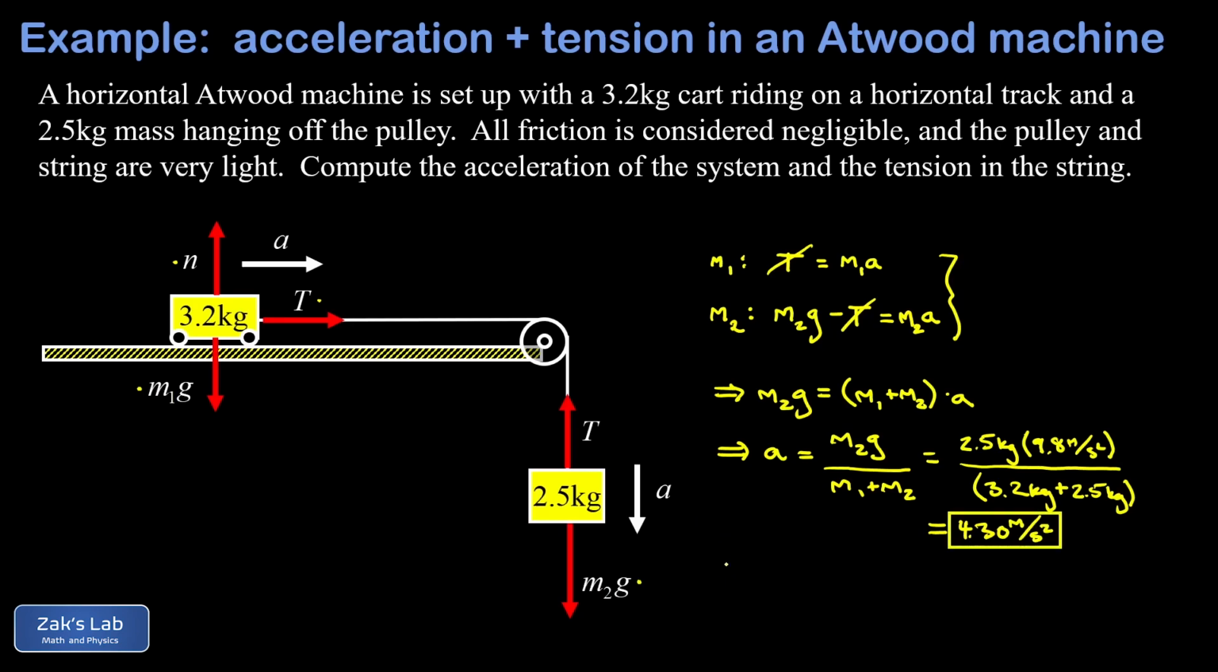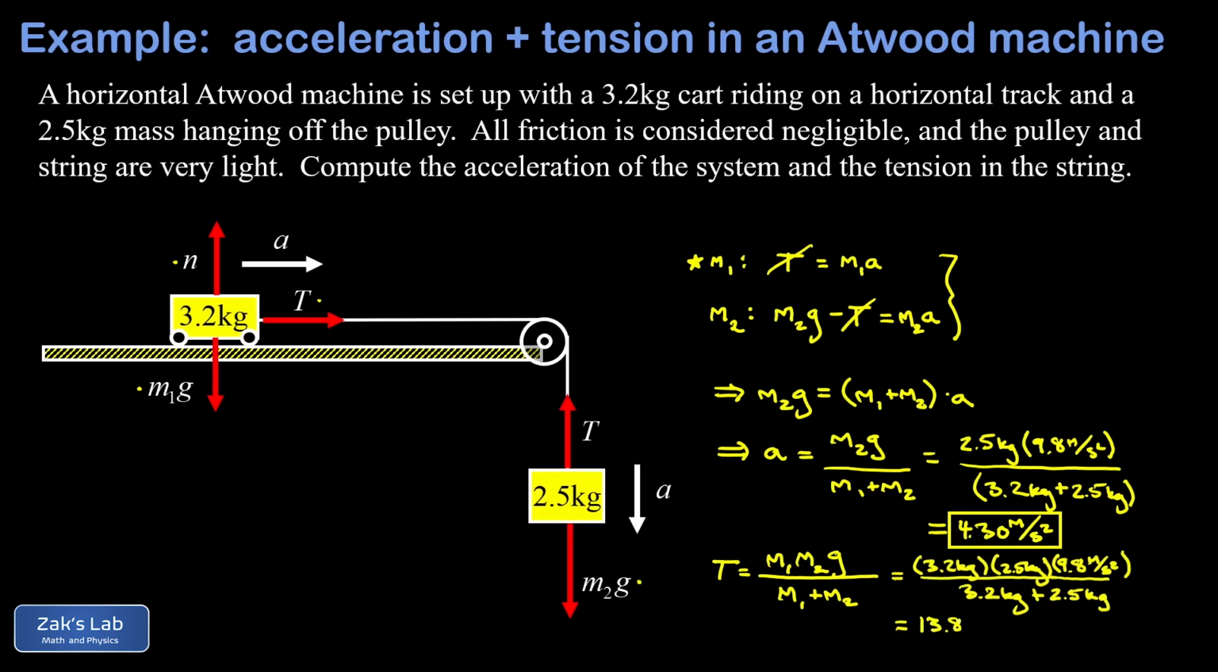Finally, we want our solution for the tension, and that's very easy to get by substituting back into our first equation. On the left-hand side of that, we just have T isolated already. So we have T is equal to M1A. So our general solution, we just take our solution for A, that was M2G over M1 plus M2, and we just multiply it by M1. So we end up with M1 M2 G over M1 plus M2. Now we just plug our numbers in, and when we run the numbers on this to 3 significant digits, we get 13.8 newtons.